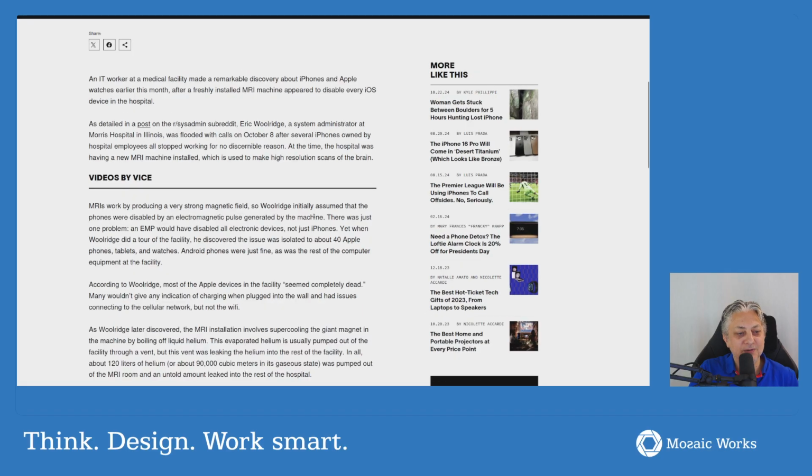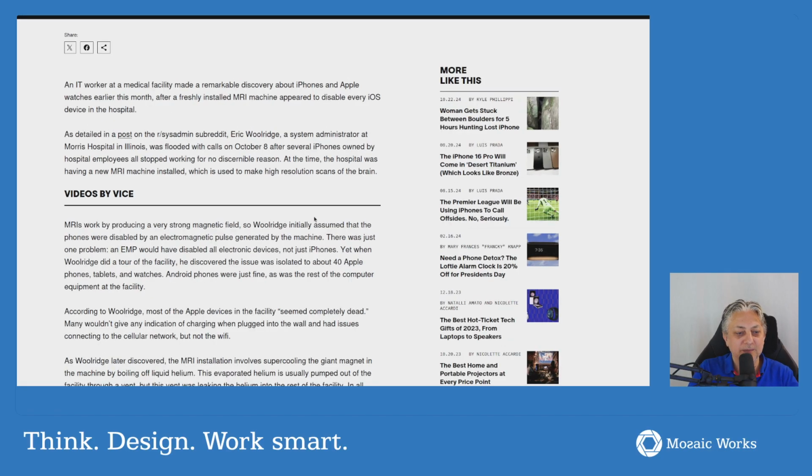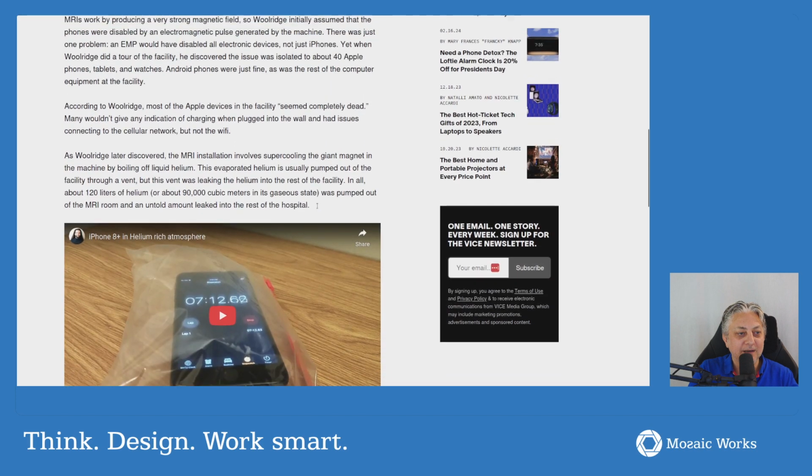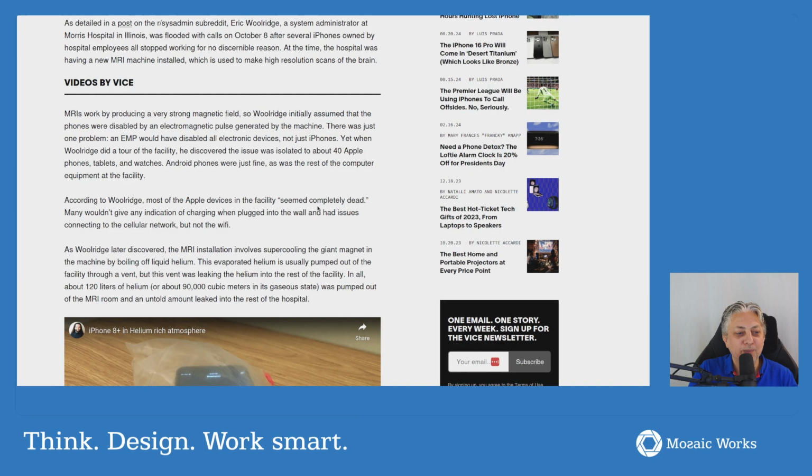As detailed in a post on the rsysadmin subreddit, Eric Woolridge, a system administrator at Morris Hospital in Illinois, was flooded with calls on October 8 after several iPhones owned by hospital employees all stopped working for no discernible reason. At the time, the hospital was having a new MRI machine installed, which is used for making high-resolution scans of the brain. Now, MRIs work by producing a very strong magnetic field, so Woolridge initially assumed that the phones were disabled by an electromagnetic pulse generated by the machine.